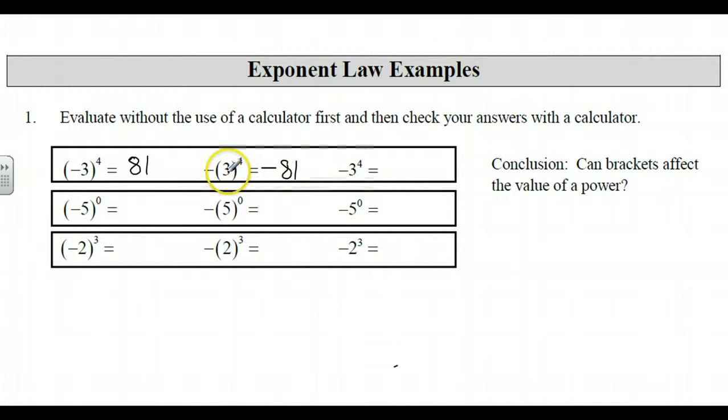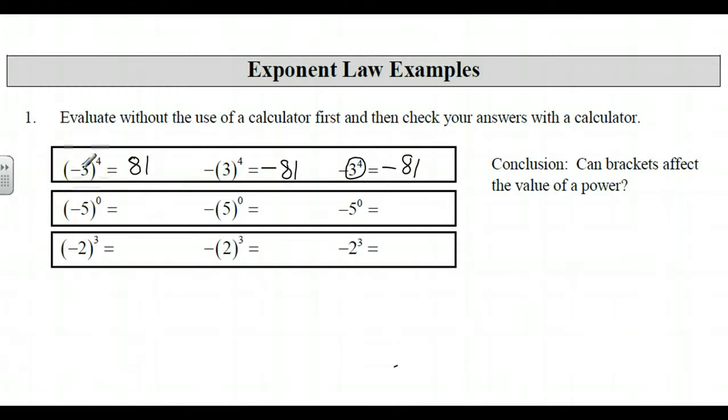This is really the same as this as far as things go. When we have that negative in front, right, we have to do the exponent first. So this is negative 81. Try them in your calculator. Just make sure that you're enclosing this in parentheses, right?